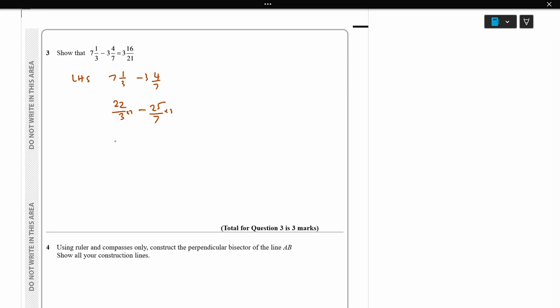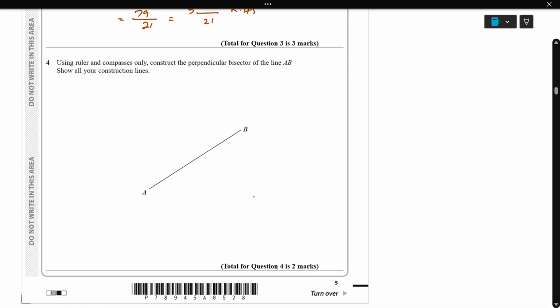So 22 times 7 is 154 over 21, minus here 3 times 25, which is 75 over 21. So 154 minus 75 over 21 is equal to 79 over 21. Change into a mixed fraction, which is 3 16 over 21, which is the RHS. So proved.